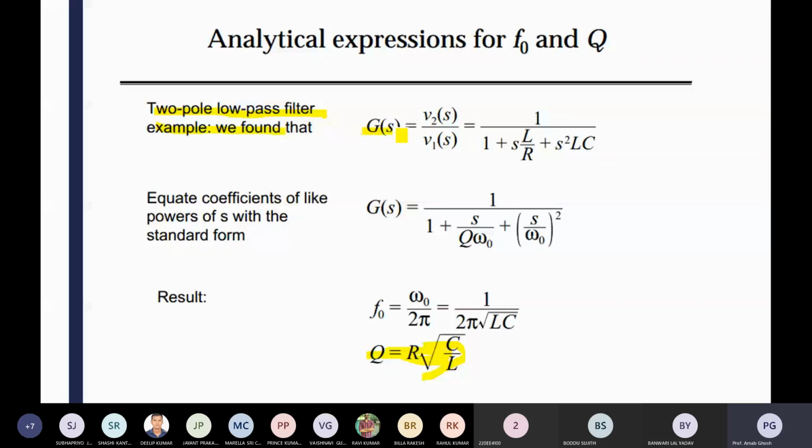So it is G(s) equal to V2(s) by V1(s), the transfer function, 1 over 1 plus s L by R plus s square LC. Equate the coefficients of like powers of s with the standard form, G(s) equal to 1 over 1 plus s by Q omega 0 plus s square by omega 0 square. So you have to find that f0, the expressions for f0 and Q. Previously f0 was the corner frequency, and now you can say it like that.